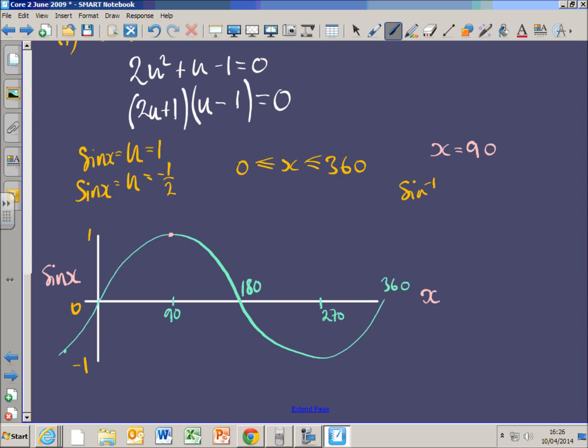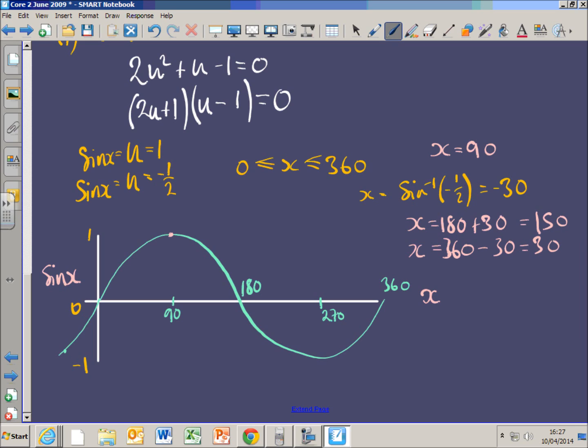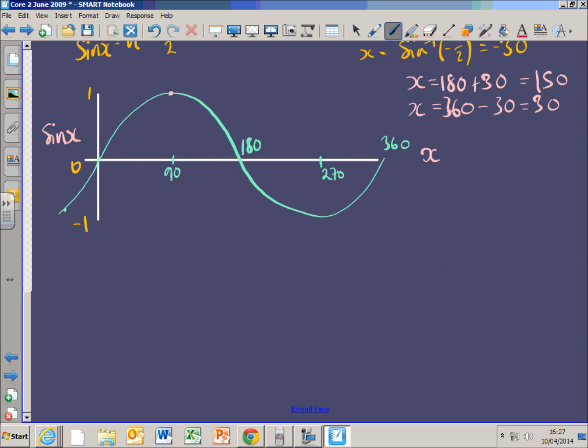So let's just have a look at what I did. I did inverse sine of -1/2. This gave me -30, but -30 wasn't in the range, so I did x equals 180 plus 30 using symmetry, and x equals 360 take 30. This one equals 210, and this one equals 330. So I get 3 values of x in that region: x equals 90, x equals 210, and x equals 330. I've made a mistake here, that should be 330 there, shouldn't it? So it's 3 solutions.